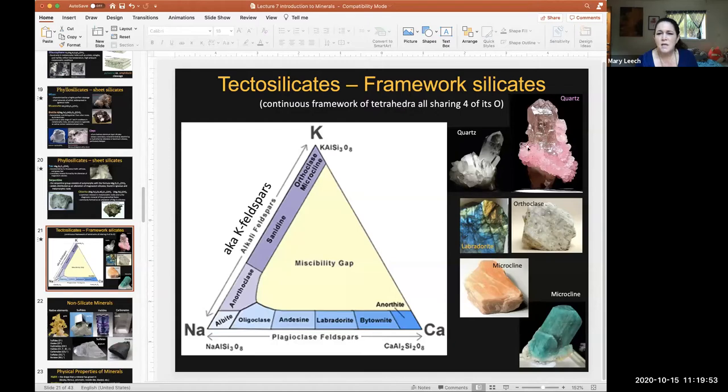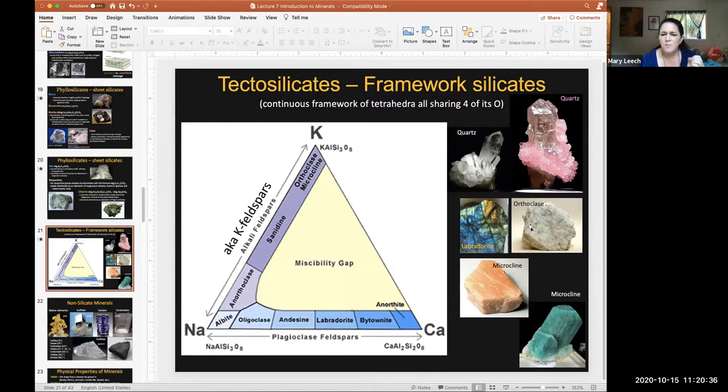The framework silicates, I mentioned quartz. Quartz comes in lots of colors: purple, pink, brown, yellow, black, gray. When it's pink it's given a name, rose quartz, or smoky quartz if it's gray, or citrine if it's yellow. To me, as far as this class is concerned, it's all just quartz, because we're not doing gemstones in here, we're doing minerals. They're all silica, and if they have a color, it's because they've acquired some tiny amount of some other element that gives it that color.